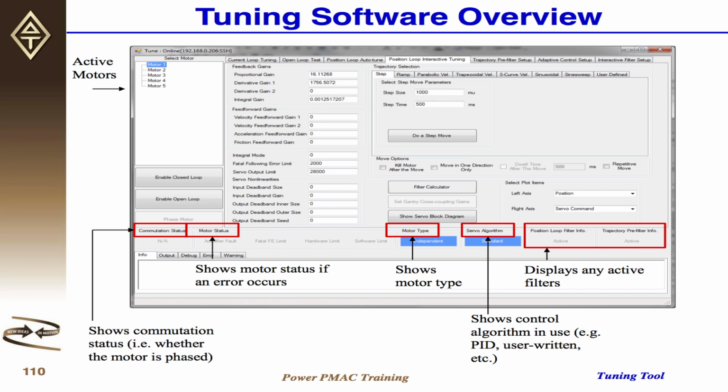And here it's also going to show you motor errors, if there are any, such as following errors, or if you hit hardware or software limits. It's also going to show you directly what type of motor this is. Independent means it's not in a gantry mode. If you have a gantry setup with two motors, it's going to show you if it's a gantry follower or a leader. And it also shows you what type of servo algorithm it uses, such as gantry cross-coupled control, adaptive control, standard control, or the simple PID control that I showed you.